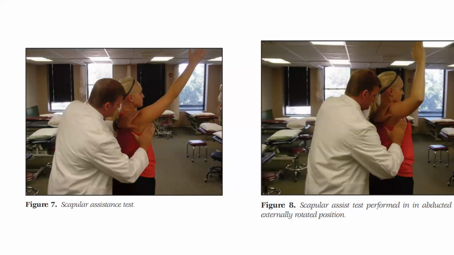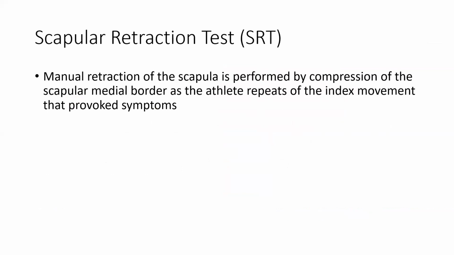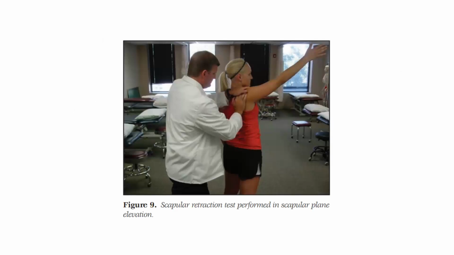As the movement improves while we are stabilizing and assisting the scapula. So the next is the scapular retraction test. Here what we do is we give a compression force on the medial border of the scapula. Usually the medial border pops out in scapular dyskinesia. So in the scapular retraction test, we give a compression force on the medial aspect of the scapula, preventing it from popping out. And if the movement improves while we are doing that, then it is again a positive test.